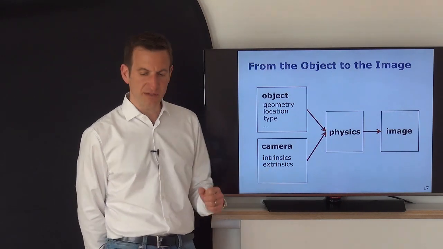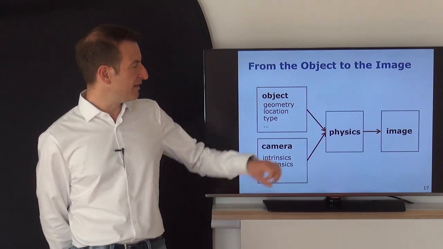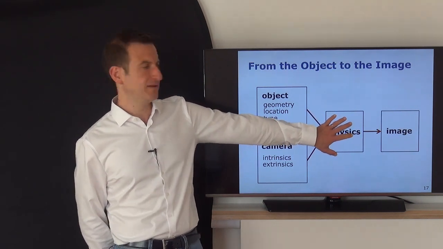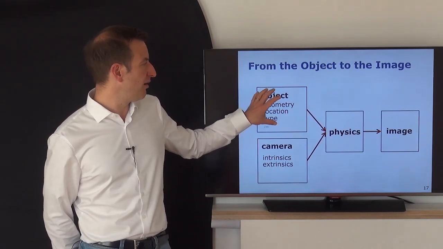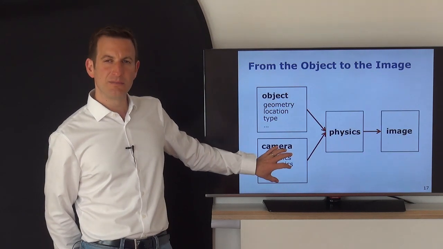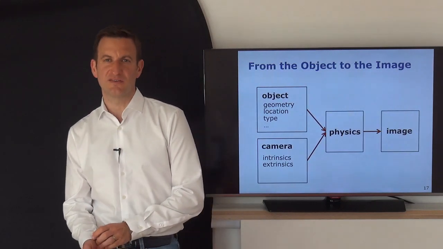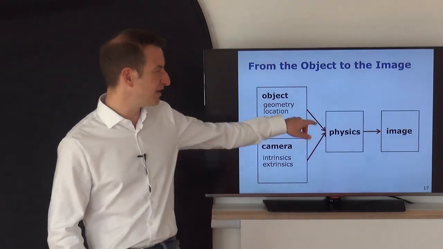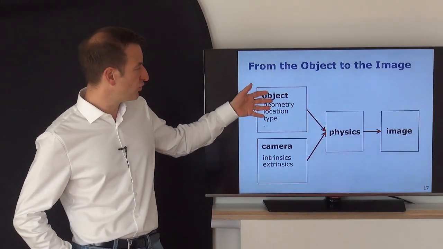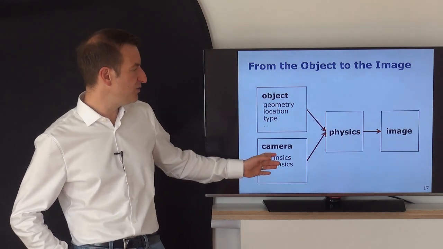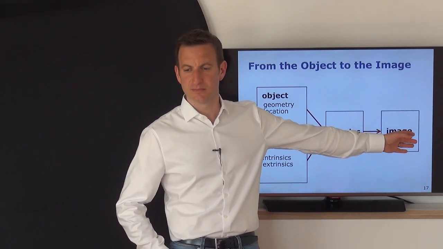The extrinsic basically means where the camera is in the world. And then we have this magic thing called physics, which turns the object plus our use of a camera into an image. So this is what physics does for us. The people who invented the cameras basically applied principles of physics to turn the object that we see in the world, using the camera, into an image.